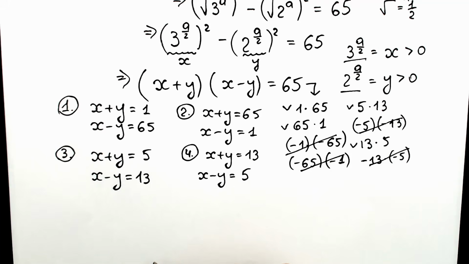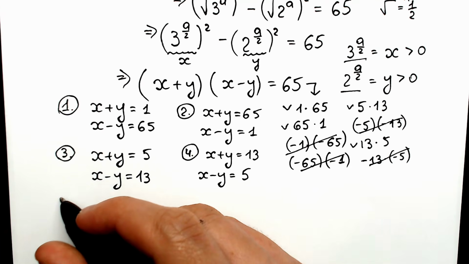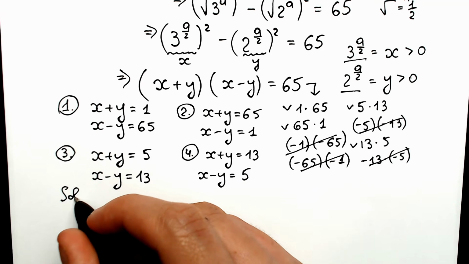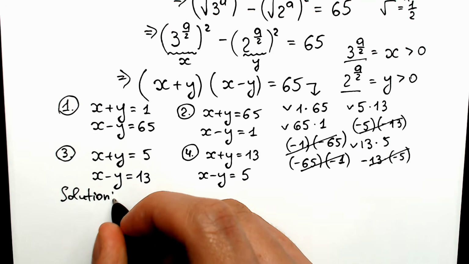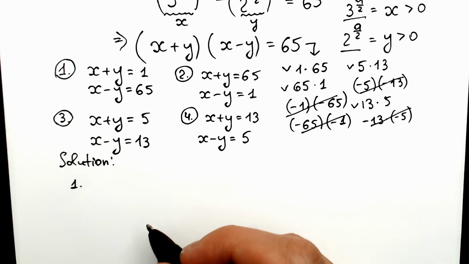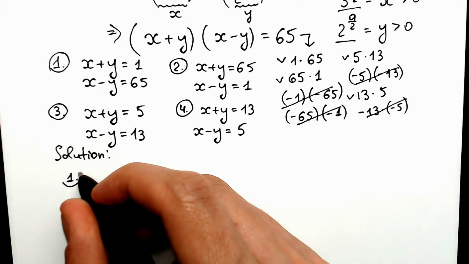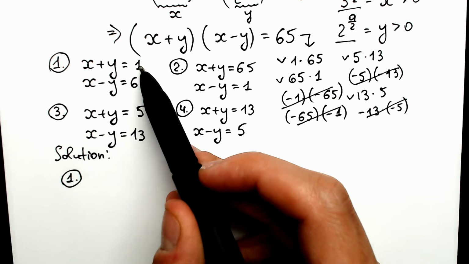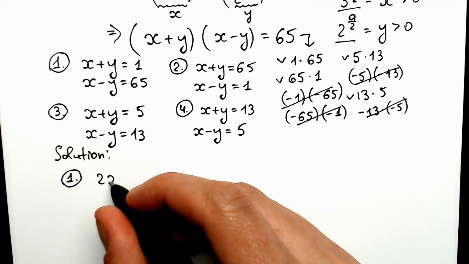Okay, so let's solve each of these systems of two equations. I'm going to write a solution right here. Let's start, for example, with the first system of equations. So let's add them: 2x equal to 66. This is a really quick method.